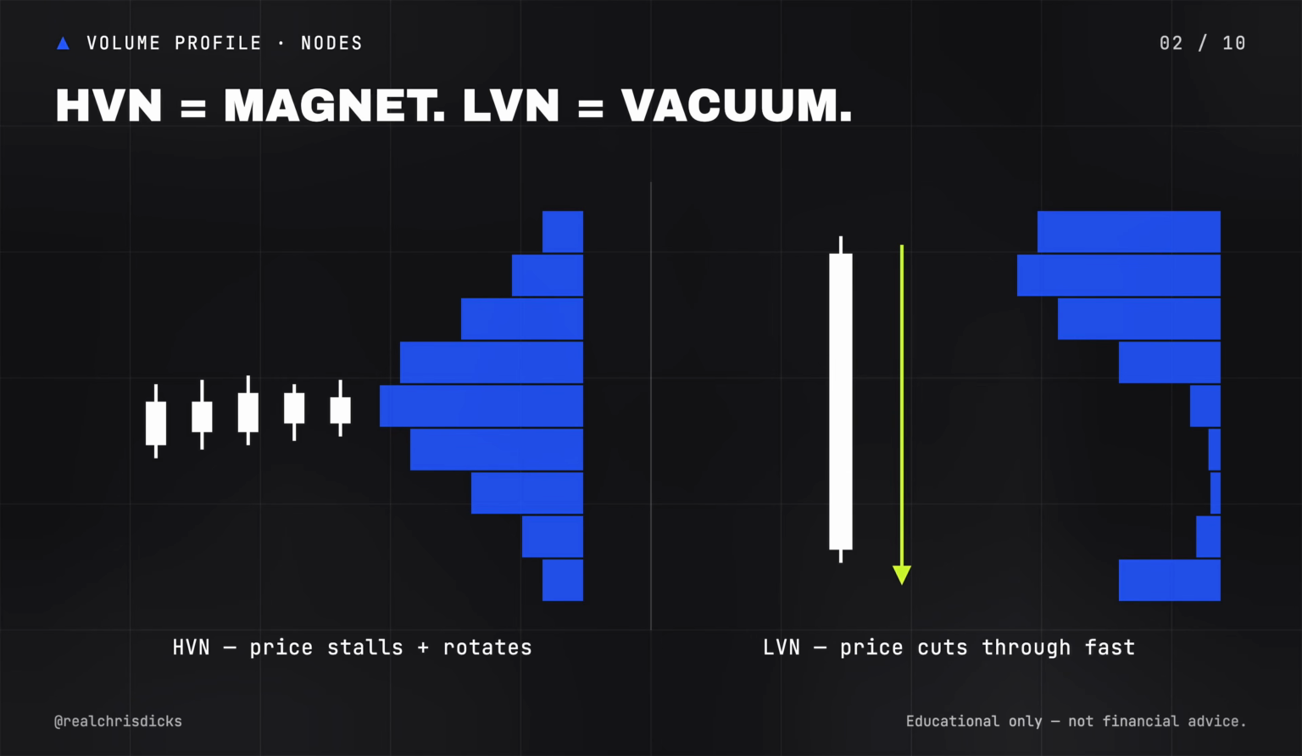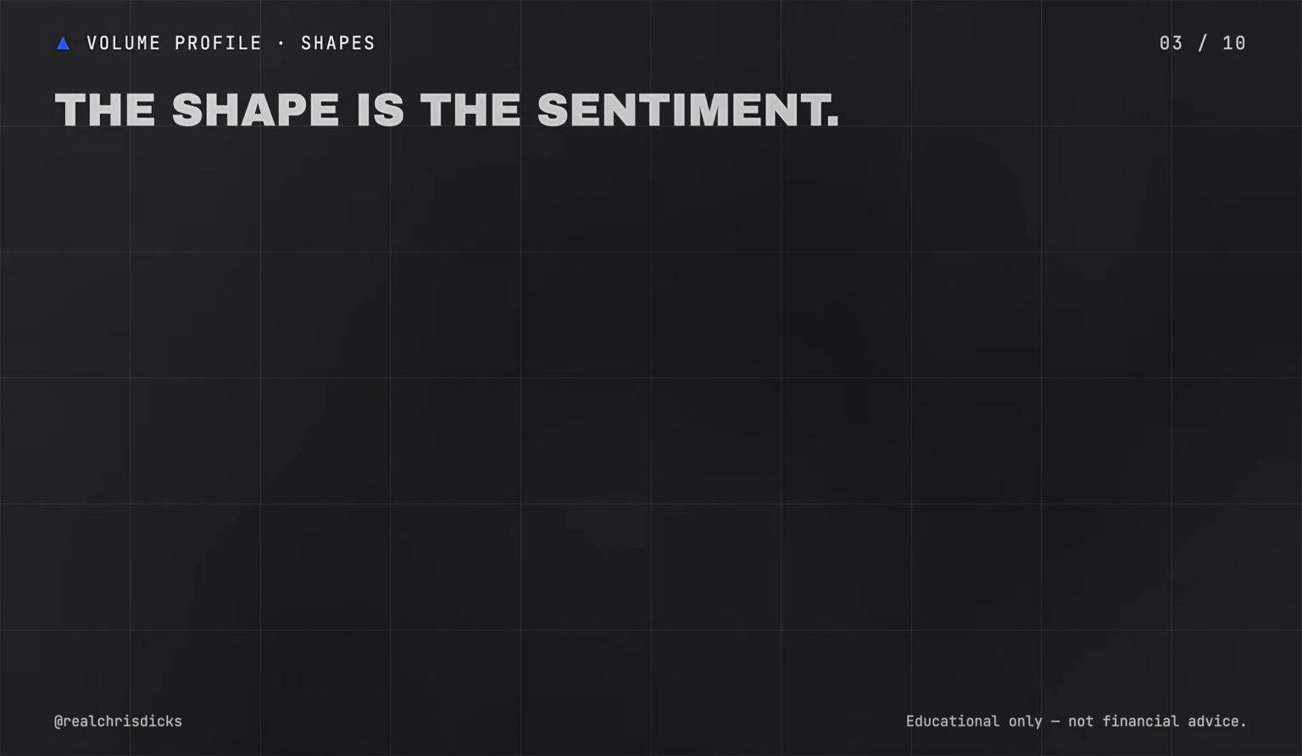That's your map. Now the bit most people miss, fat bars are high volume nodes. High volume nodes, price loves it there. It stalls, it rotates, it comes back. Thin bars are low volume nodes. Nobody did business there. Nobody's defending it. So price doesn't respect a low volume node area. Cut straight through it.